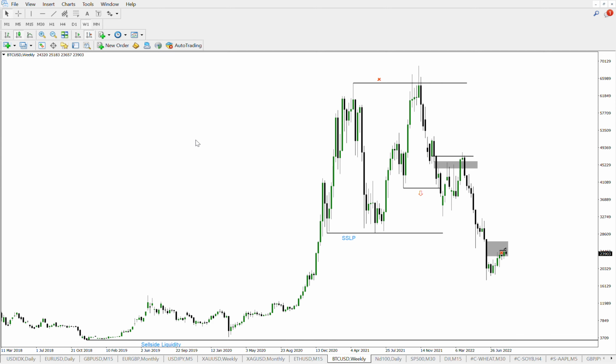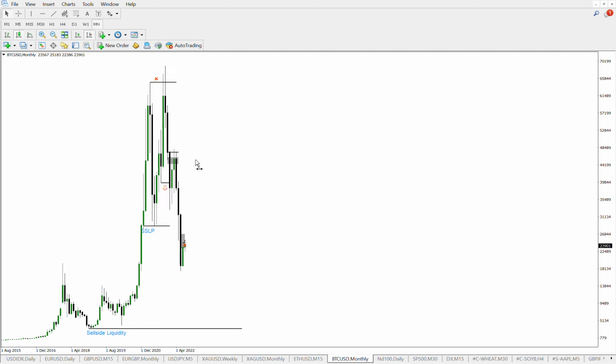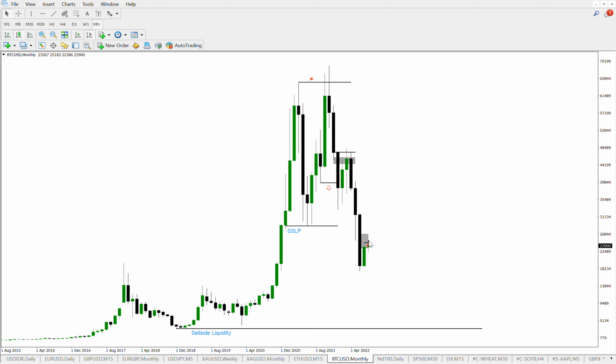So if we continue to get our bearishness, right? Order flow on the monthly and weekly, I'm expecting price to either fill in this gap on the monthly right in here, and then if we trade through this gap on the monthly, if we trade through it and close below it, I think we're going to be targeting the sell side liquidity here at 3,000.